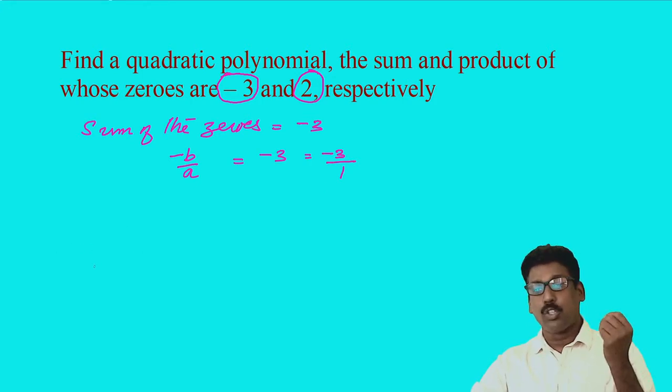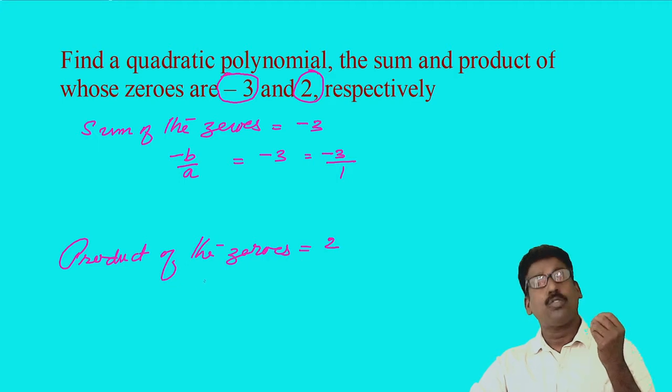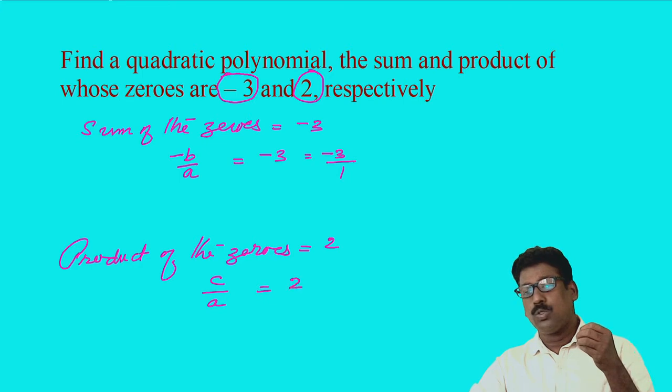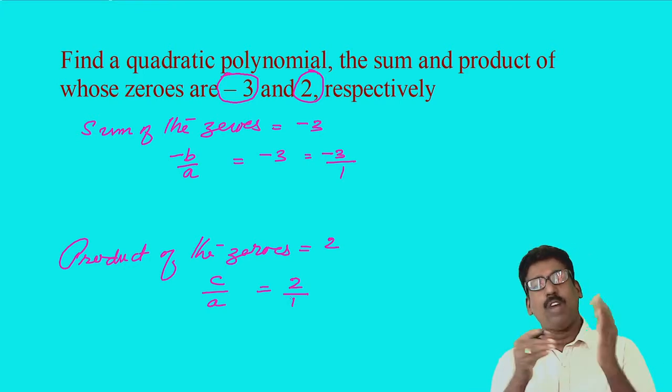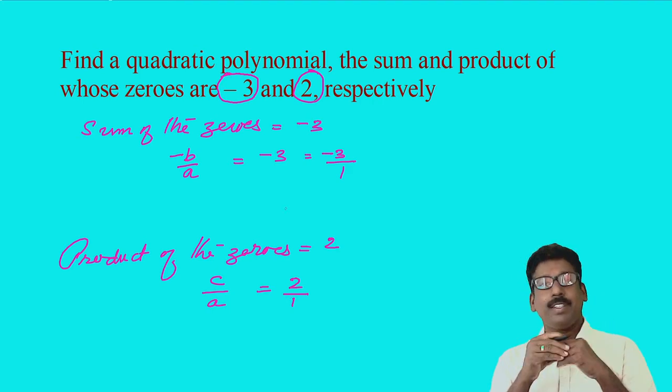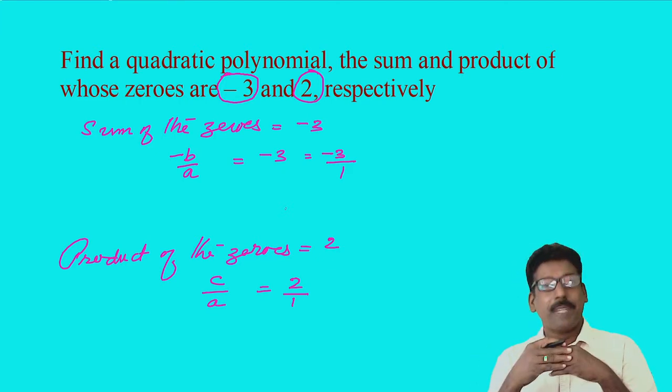Now let me take the product of the zeros. Product of the zeros is equal to 2. That is product of the zeros, you know it is c by a is equal to 2. 2 you can write it as 2 by 1. To form a quadratic polynomial, you must know the value of a, b and c. Let us see how to find out the values of a, b and c from the given information.